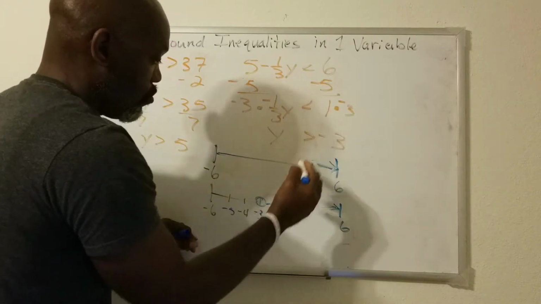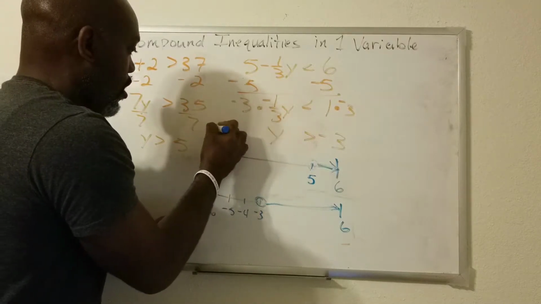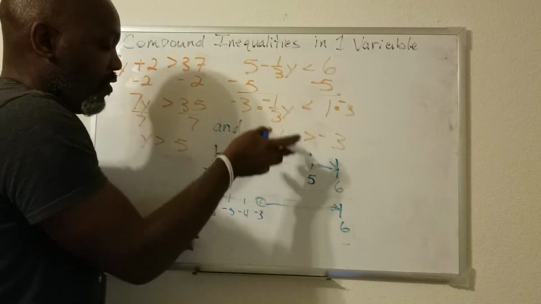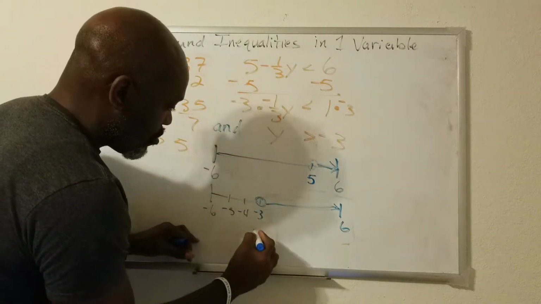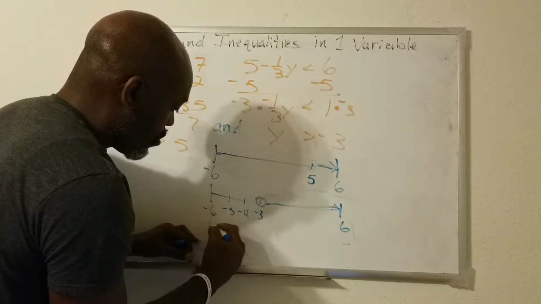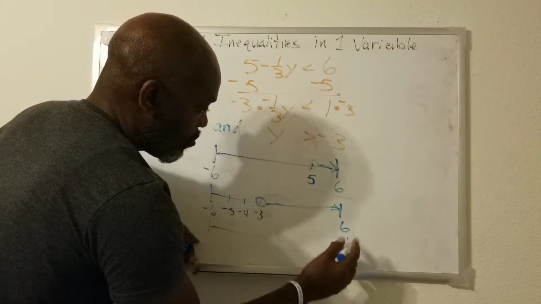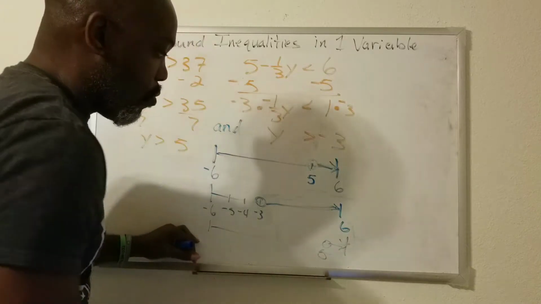If we put this graph on that, and is the key word. Which answers would satisfy both of them? If we stack this graph and this graph on top of each other, what you would end up with is the numbers that satisfy both inequalities.